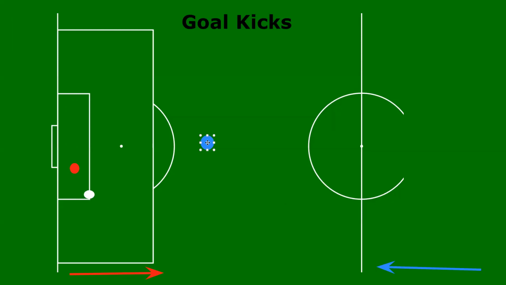Now, as a referee, whenever you award a goal kick, say in this case we're awarding a goal kick to the red team, you should immediately push the other team back. So I should be telling blue team to get back past midfield. All right, so push the blue team past midfield.